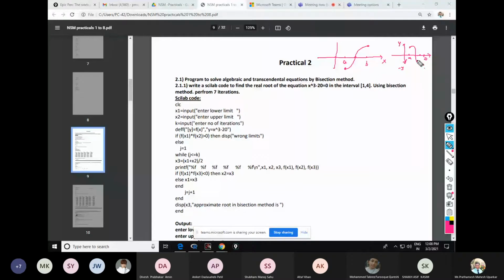Are you getting this point? If at point A it is negative and at point B it is positive, that means the function is differing in sign. One way it is positive, one way it is negative. Then between A and B, there is a guarantee of a point where the function value equals 0. That means it is intersecting the x-axis. Wherever the function value is 0, it will intersect the x-axis.